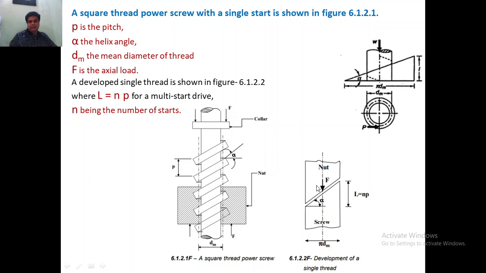So the screw and the nut, load is applied here. So this becomes an inclined plane, and this is a triangle with pi dm as the length and height as the lead here. This is the development of this thread, the single thread. So the single thread is developed and we get this triangle here.